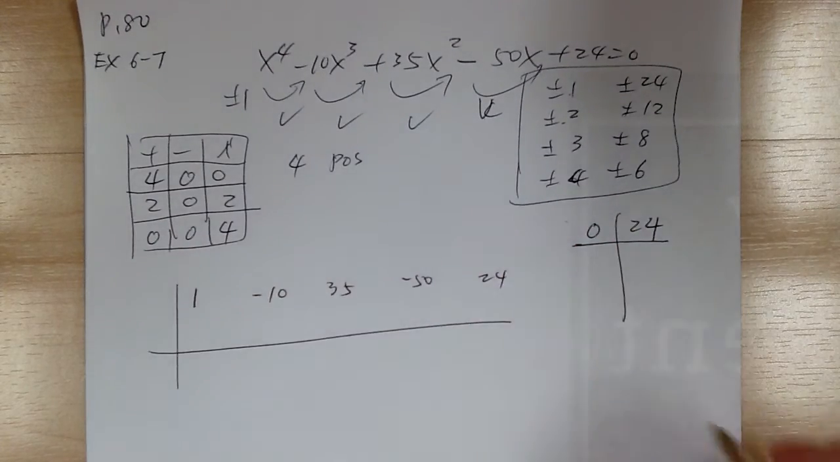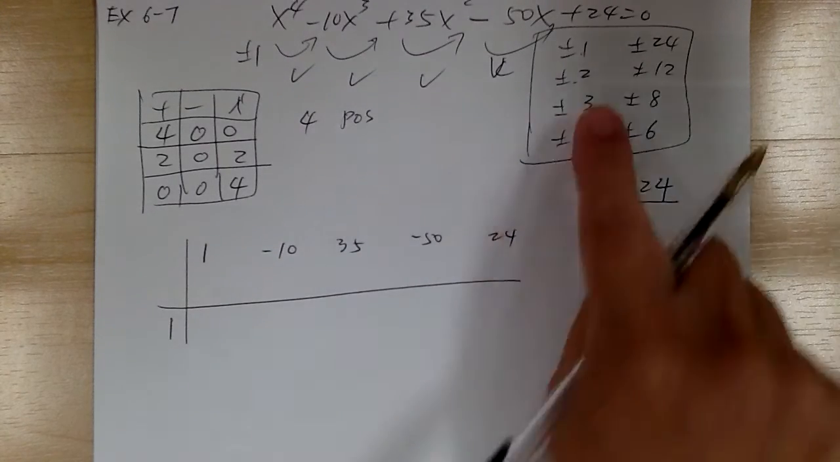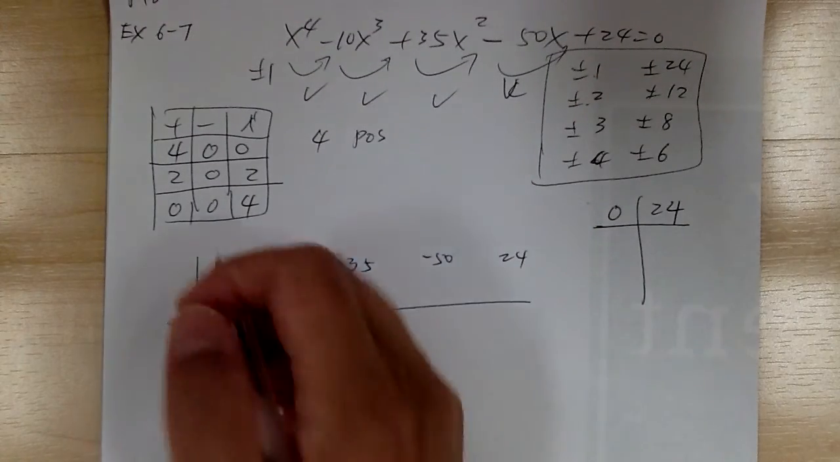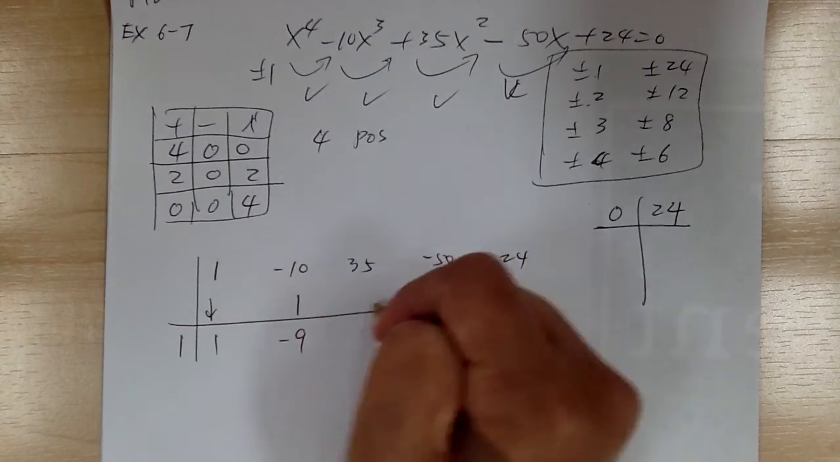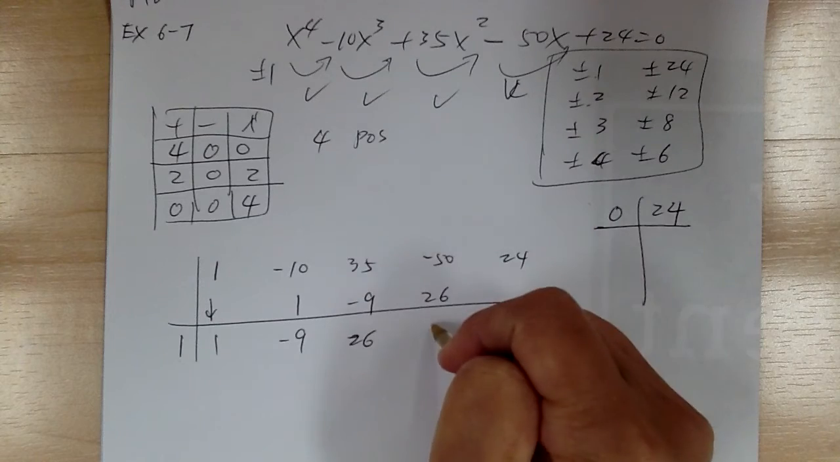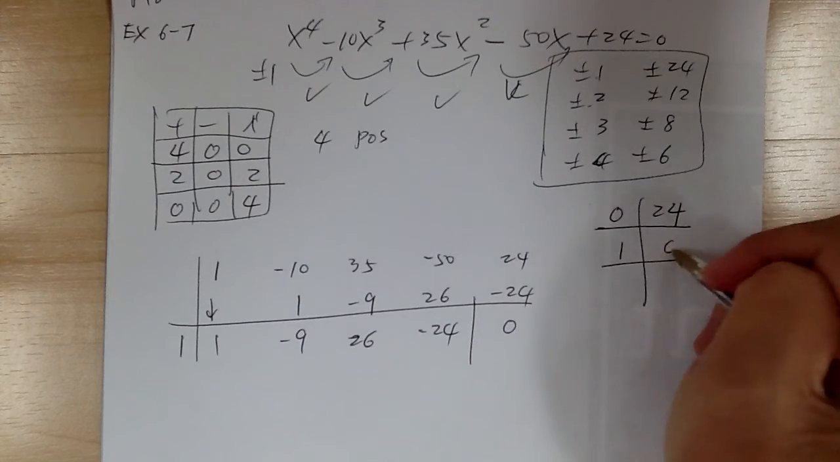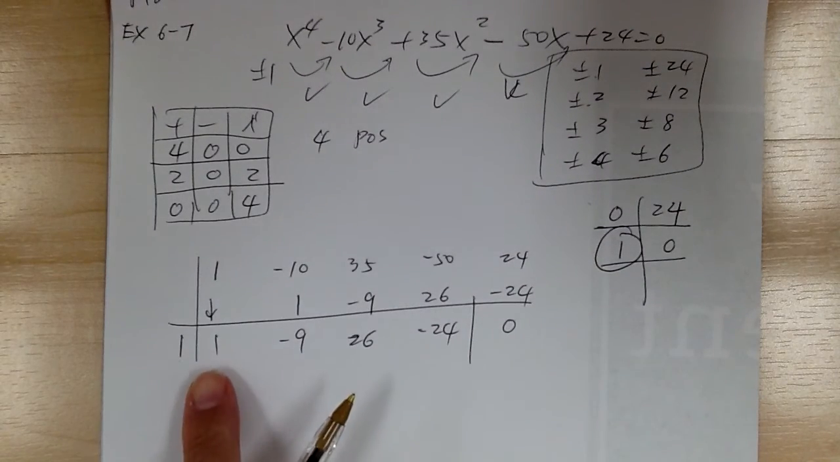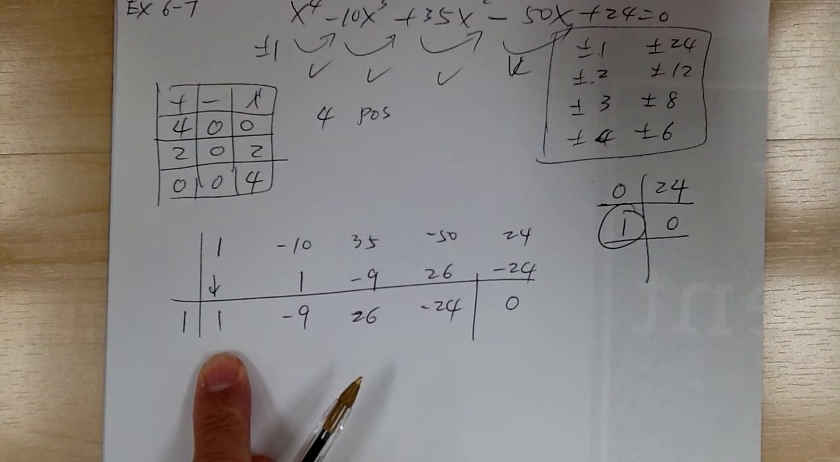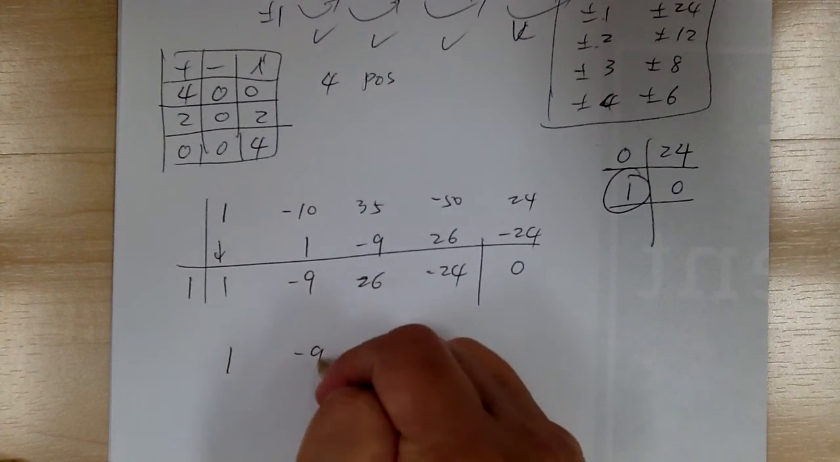And I always like to start with 1 because 1 is easy to do. So I'm going to start with 1 because 1 is on the list. So I try 1. Drop the number, multiply, add, multiply, add, multiply, add, multiply, add. Okay, we got lucky. So for 1 you get 0. So this is one of your answers already. But this is still a cubic, so it's going to be kind of hard to do. So what you want to do is try 1 again, just in case it's a double root. So you want to try 1 again to see if it's a double root.